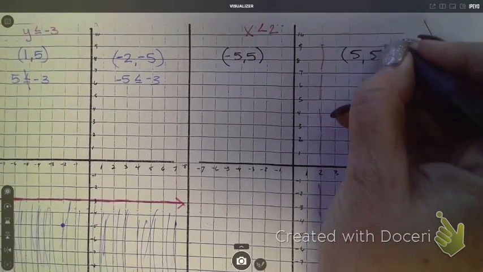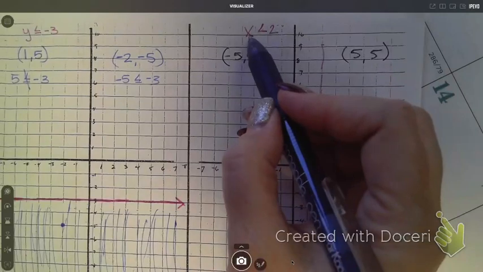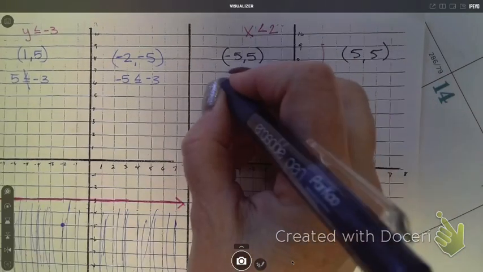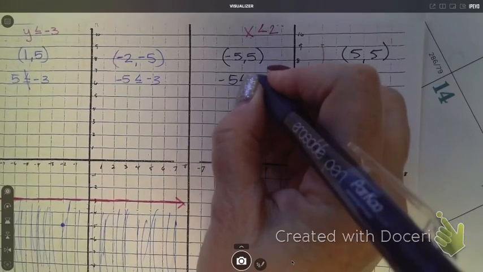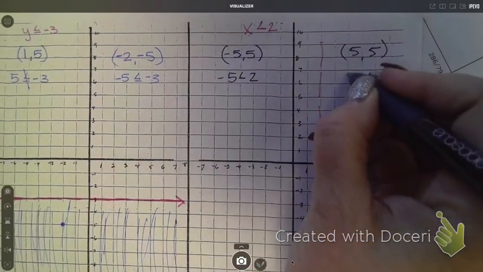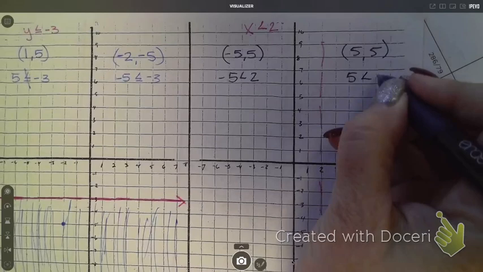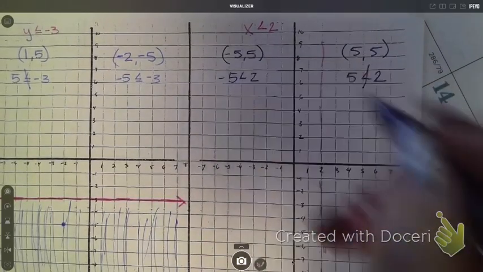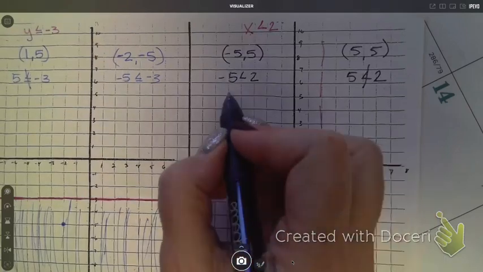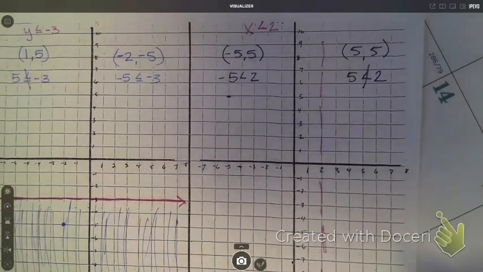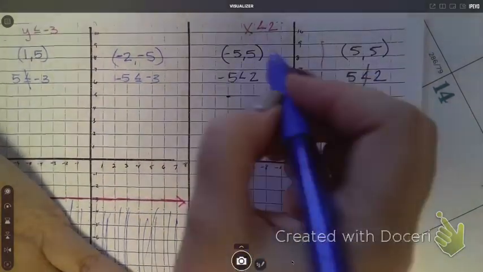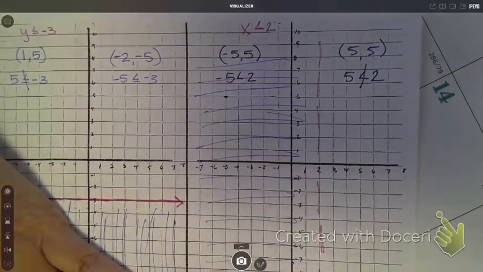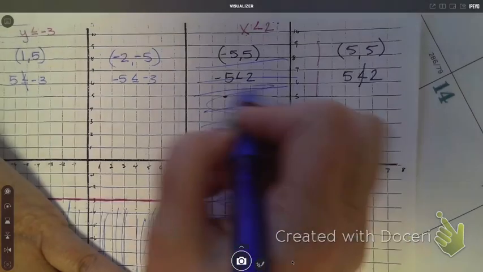Yes. So this one only has an x. So I'm plugging in the what? X. So negative 5 is less than 2. And 5 is less than 2. Which one is correct? Negative 5. This one, right? So at negative 5, 5, which is over here, is where I'm going to shade. So I'm going to shade to the left.